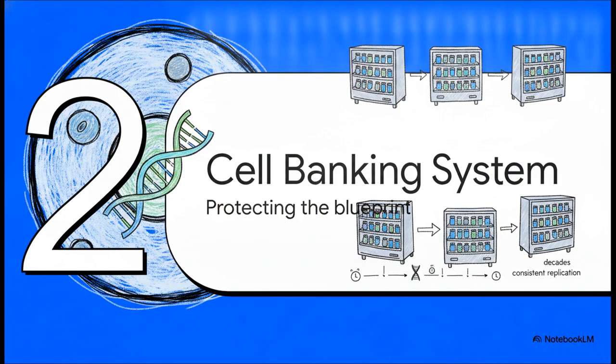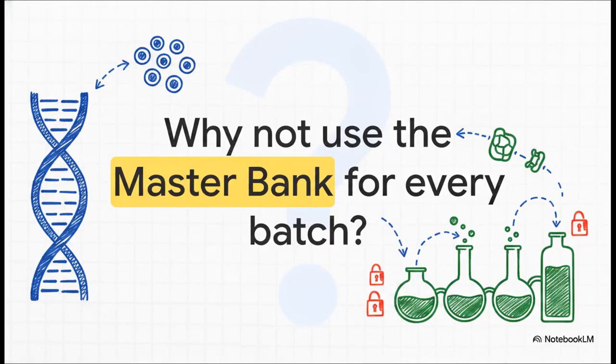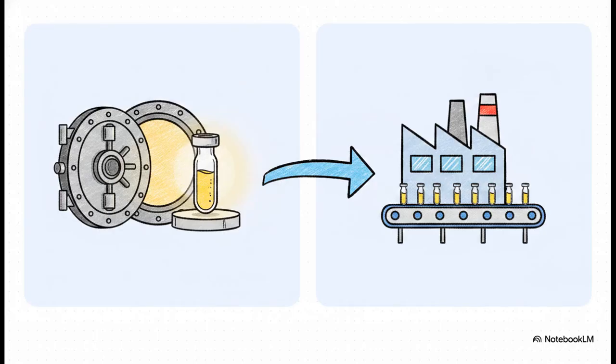Moving on to Section 2, the cell banking system. Now, you might be wondering, why on earth don't we just manufacture straight from our original, perfectly characterized master source? I mean, if the master clone is the perfect blueprint, why add extra steps? It kind of seems counterintuitive at first, right? Well, we actually use a two-tier vault system. The master cell bank, or MCB, is our totally irreplaceable reference. Meanwhile, the working cell bank, the WCB, takes on all the daily wear and tear of routine manufacturing.